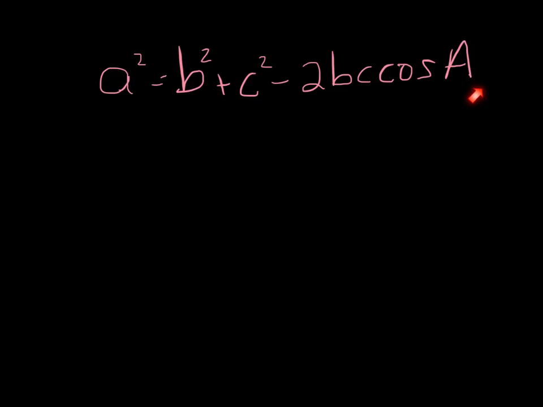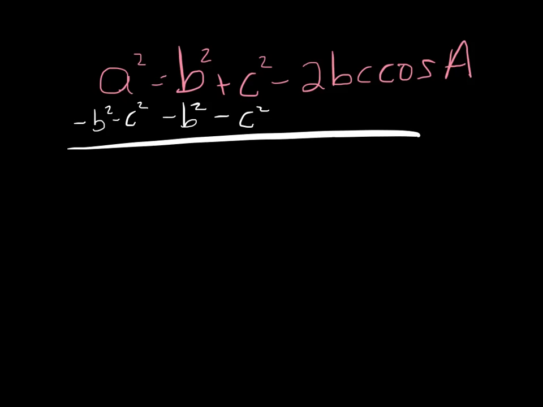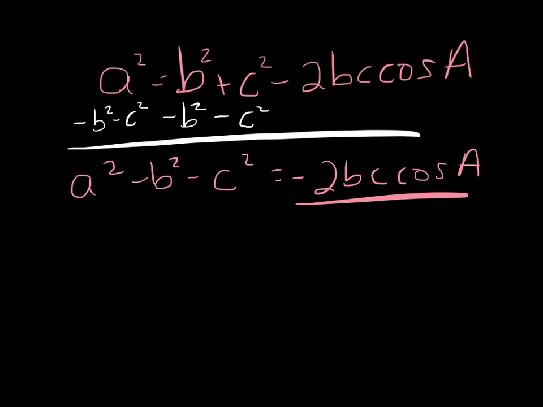Now this form is helpful if you're looking for a side, because it's solved for a side squared, but sometimes we want to solve for an angle. So a variation on the law of cosines would be if we solved for this cosine A. The way we'd do that is we'd subtract the b squared and the c squared. We get a squared minus b squared minus c squared equals this negative 2bc cos A. We'll divide both sides by negative 2bc.